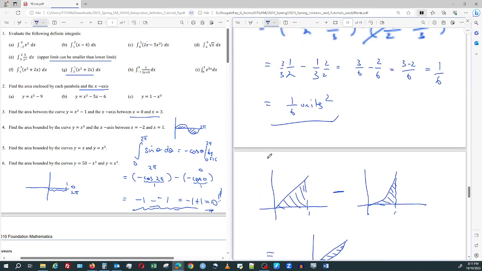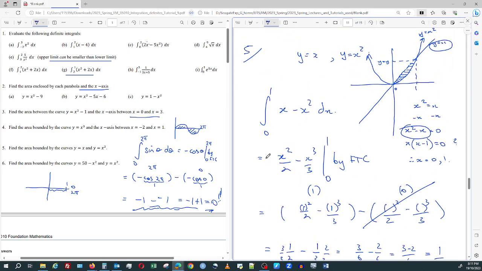Question 5 is between two curves. Now, the rule basically is that you take the greater curve, f of x, and this one here we'll call g of x. So over this interval, f of x is greater than g of x. So this is effectively f of x minus g of x, and we've seen that in the workshop notes. So they've been set up deliberately.